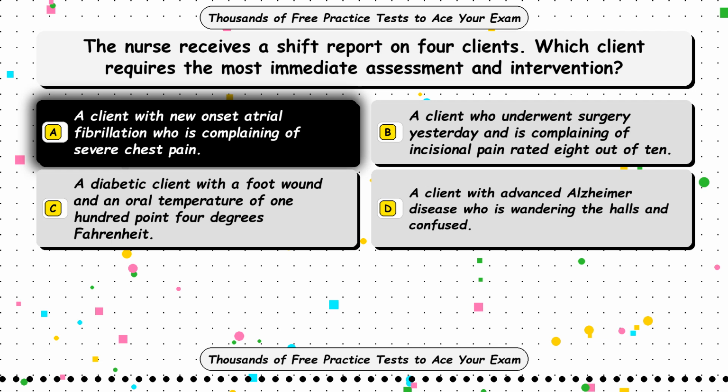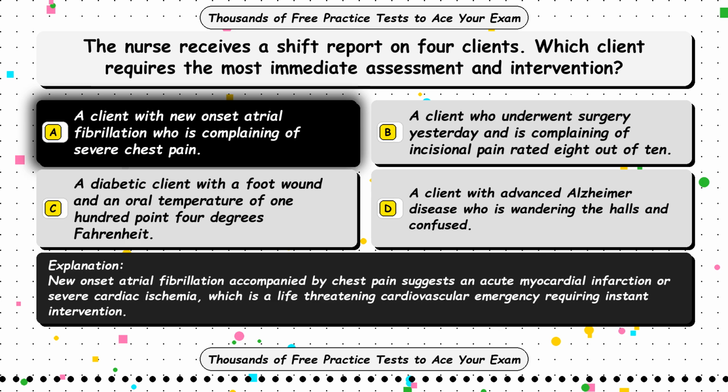The correct answer is option A. A client with new onset atrial fibrillation who is complaining of severe chest pain. New onset atrial fibrillation accompanied by chest pain suggests an acute myocardial infarction or severe cardiac ischemia, which is a life-threatening cardiovascular emergency requiring instant intervention.